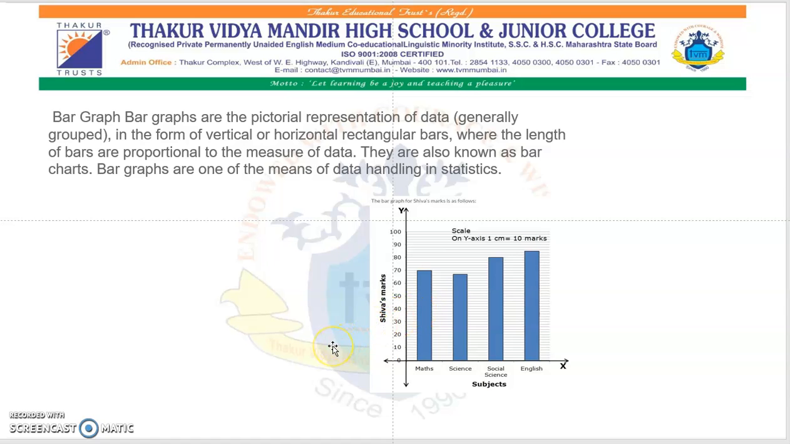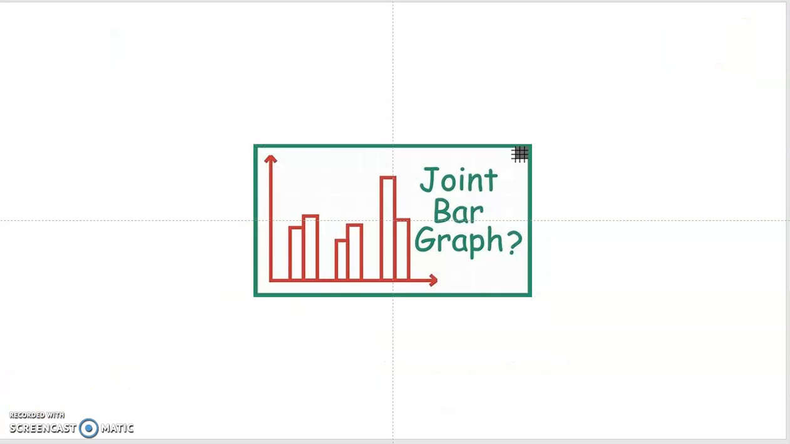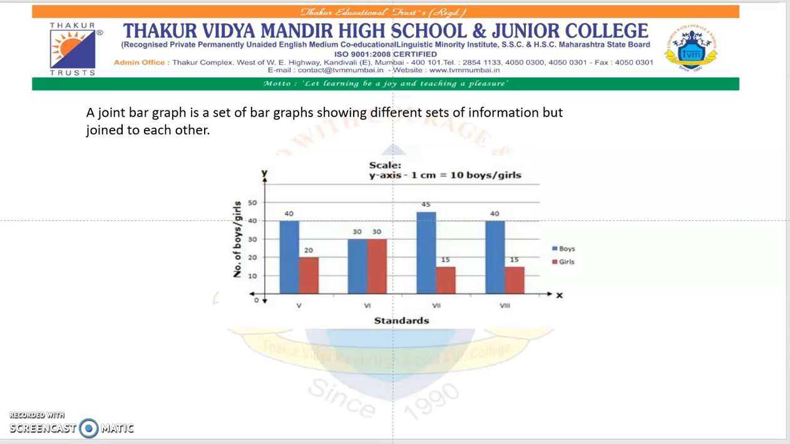Now when we have to compare the marks of two subjects in different terms, we can use a joint bar graph. Here to compare that in first term in maths how many marks I got and in second term how many marks I got, we generally use a joint bar graph for the comparison. Now let us see this example.